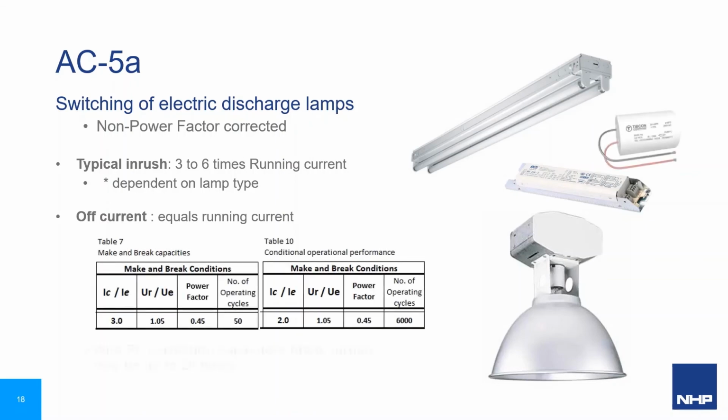The testing for AC5A duty is verified to make and break at 3 times Ie with conditional performance at twice its rated current, with the power factor of 0.45. These testing conditions are for non-power factor corrected lights. As it is normal for light fittings to include power factor correction, manufacturers' selection tables for contactors may also include limits of total capacitance and fault levels.